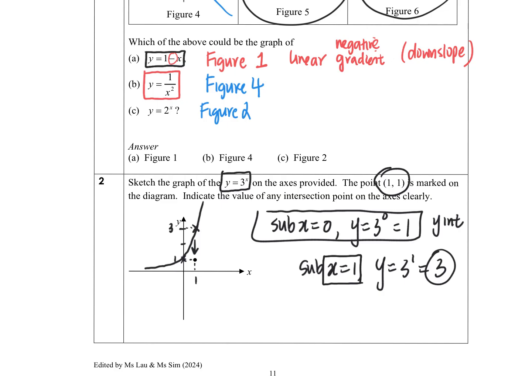Because I need to know whether when I draw, it needs to pass through here or not. Because when they put the point there, they are trying to test me whether I know whether the graph will pass through that point or not. So that's why I sub in to make sure it doesn't pass through.